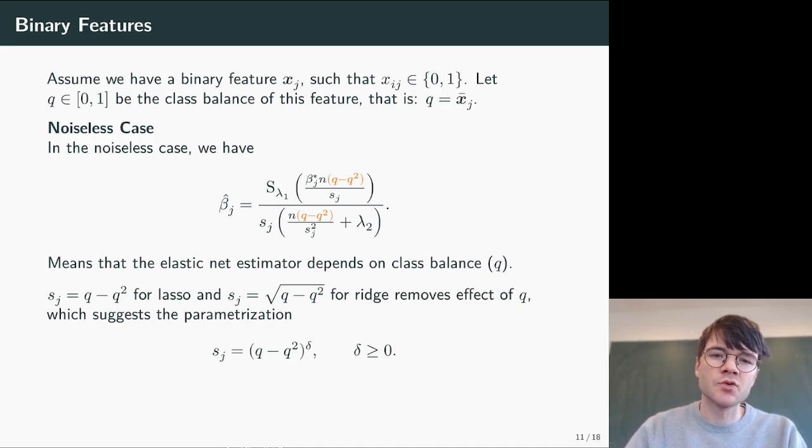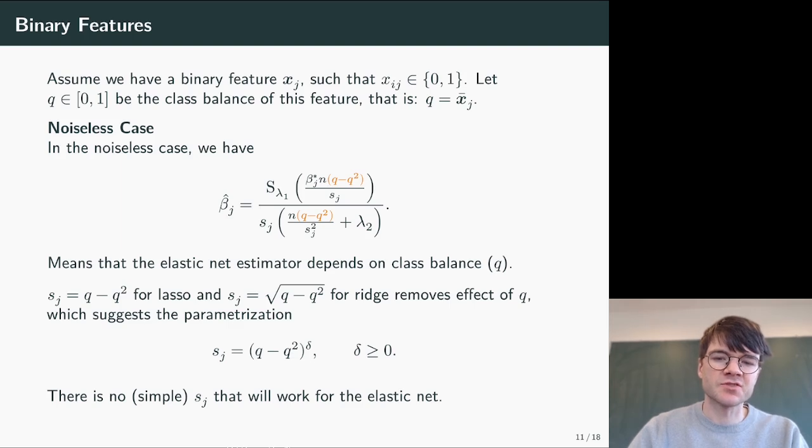So you can basically remove this bias that comes from class balance, but only for the lasso and ridge on their own. And in fact, this also suggests that there is no simple way to get rid of this effect for the elastic net. And altogether, this suggests a kind of parameterization for scaling here that is a power of the variance of the binary feature.